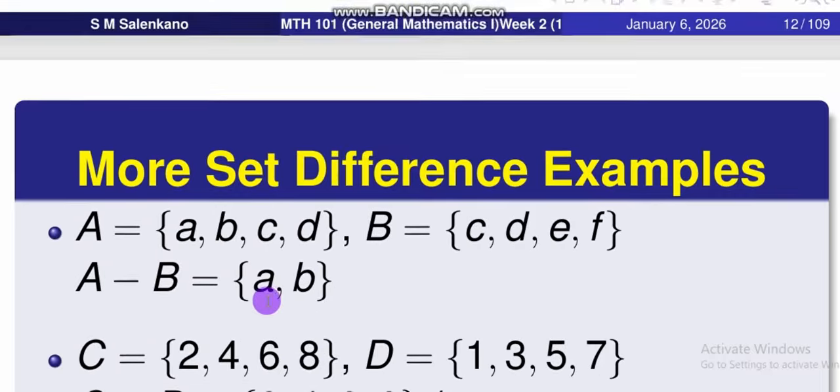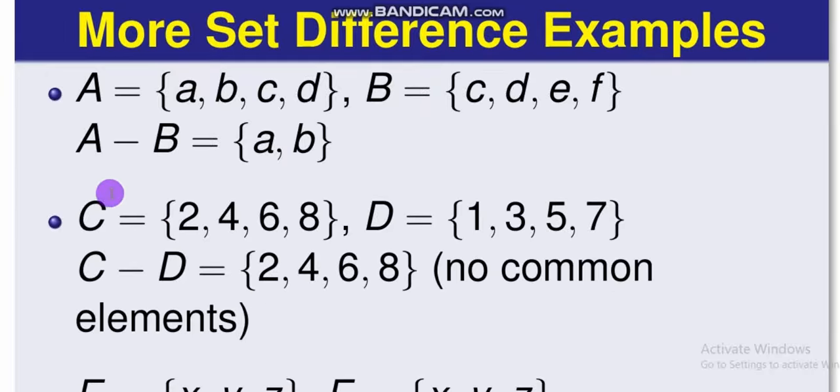More set difference examples. Let's say I have set A is a set of elements A, B, C, and D, and then we have set B is a set of elements C, D, E, and F. So the set difference A minus B will be elements that are in A and not in B. So you see we have A, B here that are not here. The C and the D are all found here. So we have A, B.